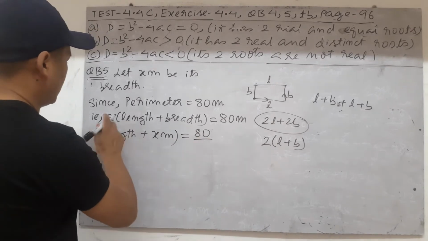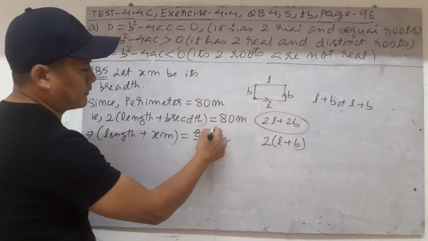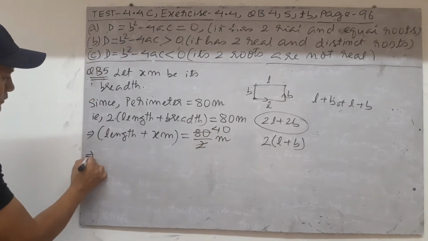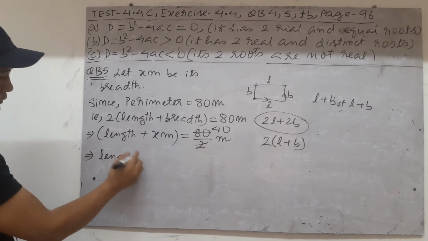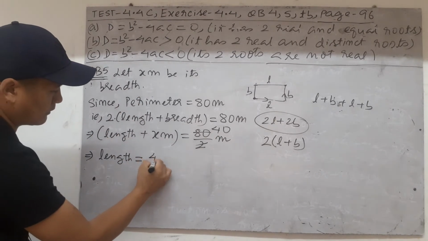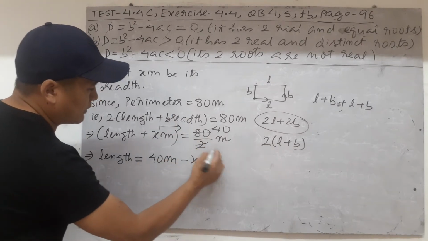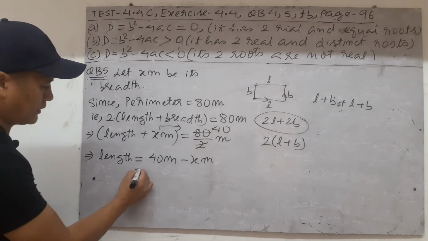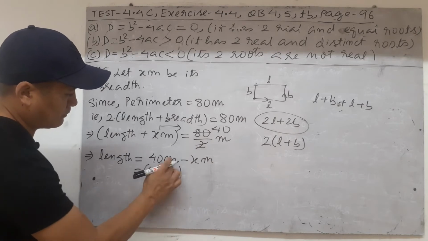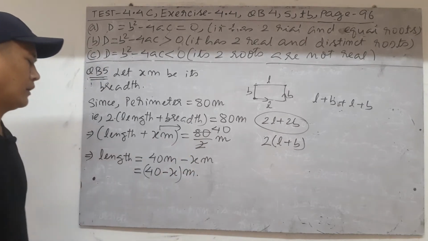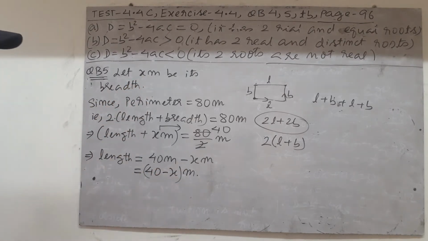80 divided by this 2, you can shift it down to the denominator. 2 ones are 2, 2 fours are 8, 0. So the length, we know the breadth is taken as x, so length can be written as 40 meter plus x. Shift right side, it becomes minus x meter. So length is 40 minus x meter, with meter outside the bracket. So if x meter is breadth, then length is 40 minus x meter.